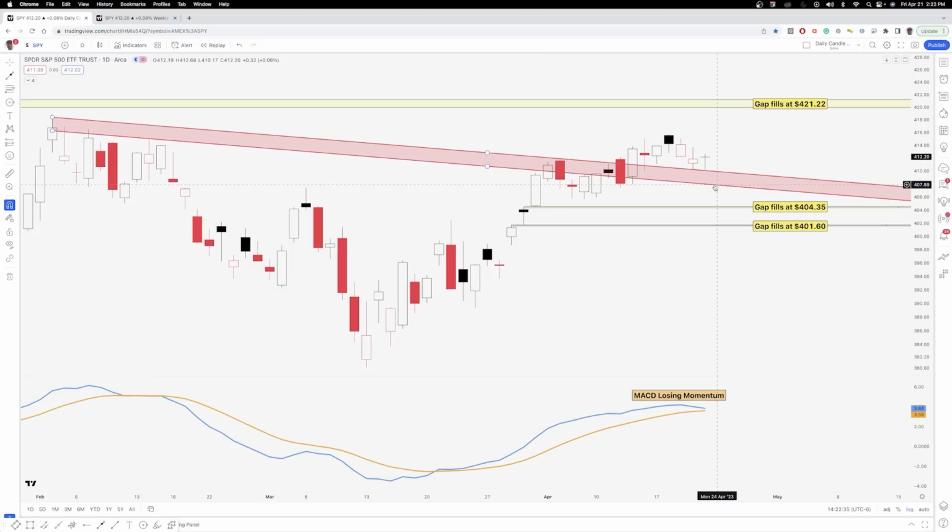Now, if we do break and close below this zone, remember, when you are using a diagonal zone, these invalidation levels change, right? So if the price broke and closed right below this area here on Monday, that's right around 407.77. Now, let's say that it takes maybe a week to break down. So we move this over. Then all of a sudden we're down here. And notice that is right around 407.15.